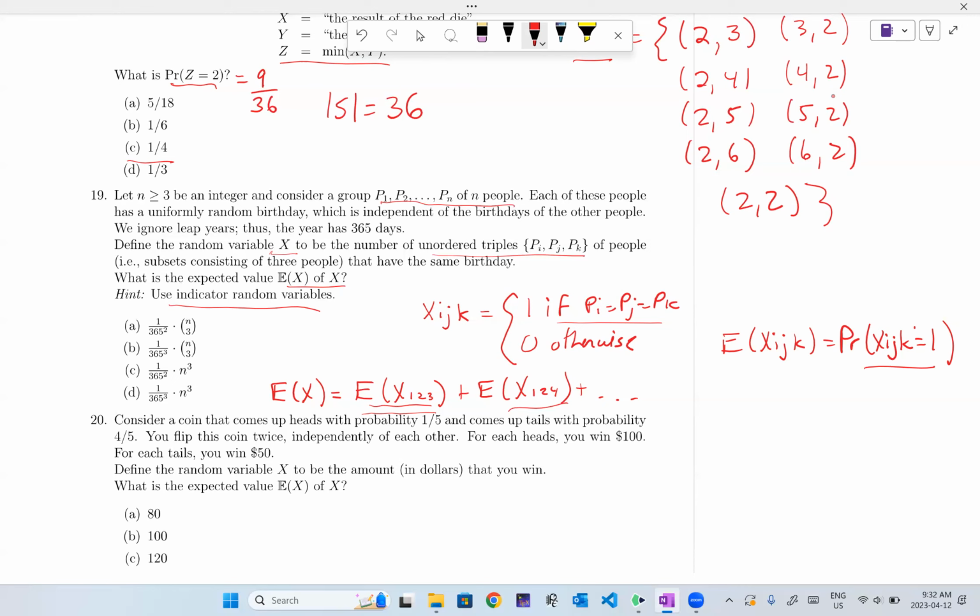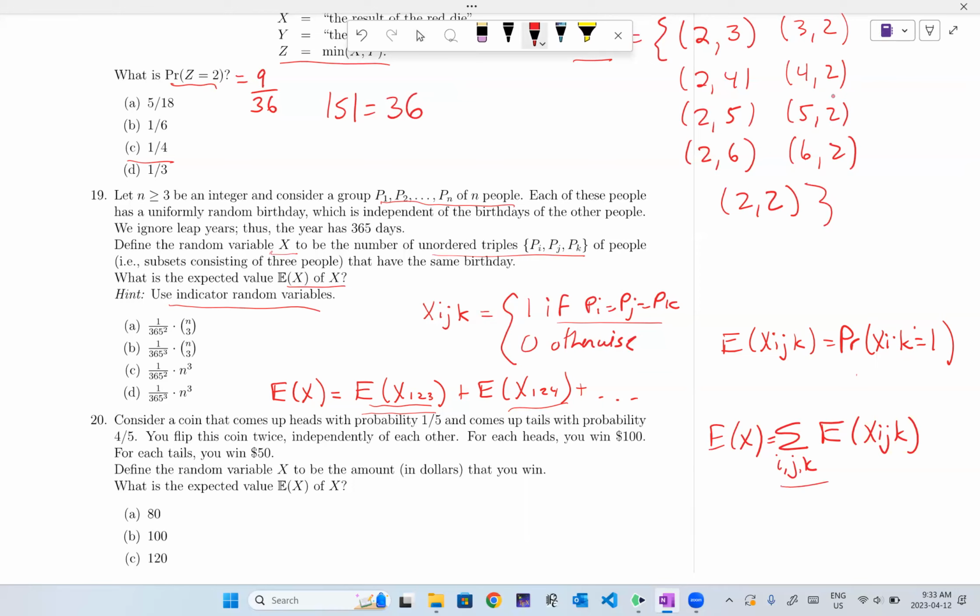Because E of X is basically going to be the sum over i, j, k of the expected value of X_ijk. And if I know this value, I can figure out this value. I just have to figure out how many times I sum it together. Okay, so I don't mean to drone on and on about the same points, but those are the two things that you have to determine for indicator random variables.